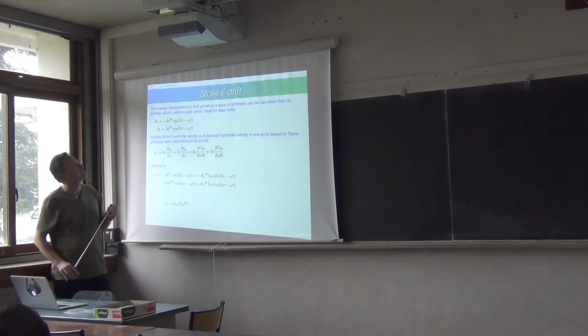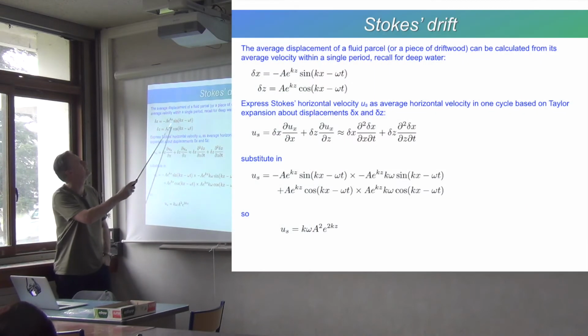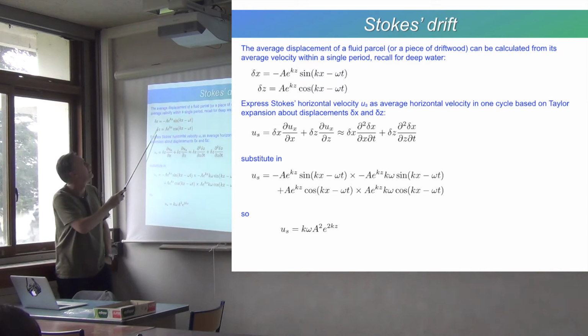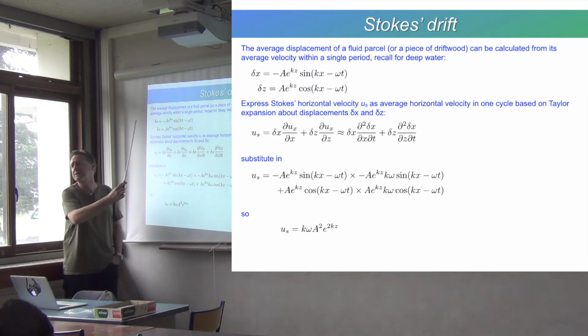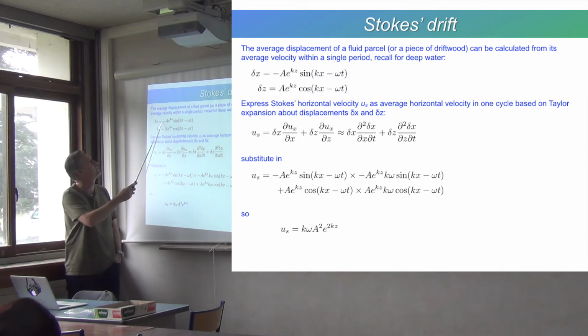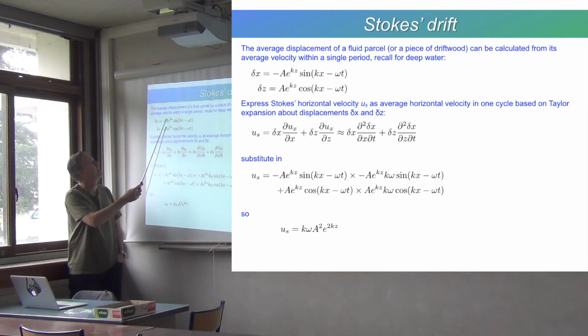Quick calculation: we're going to go back to the expressions that we derived for the displacements of a parcel of water in the horizontal direction and the vertical direction. So my delta x and my delta z, and we said that they were describing an elliptic type motion. The delta x is proportional to minus sine of kx minus omega t, and the delta z is proportional to cosine of kx minus omega t.